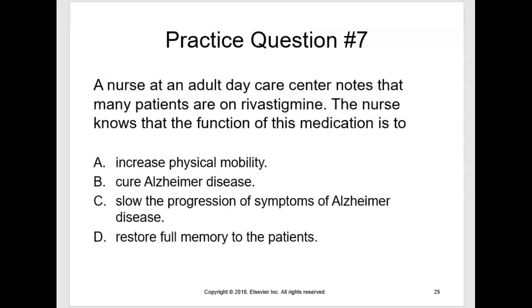And finally, the correct answer to question number 7 is C. Rivastigmine tends to slow the disease process. There is no known cure for Alzheimer's disease.